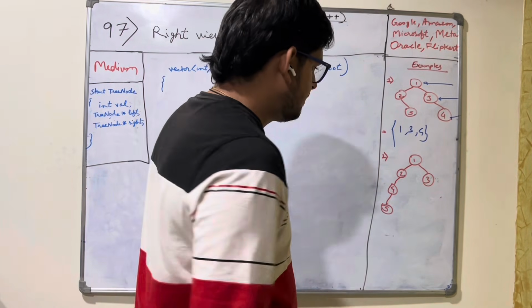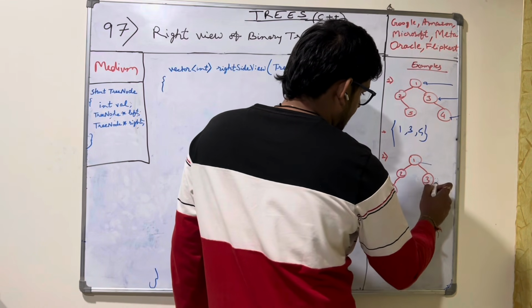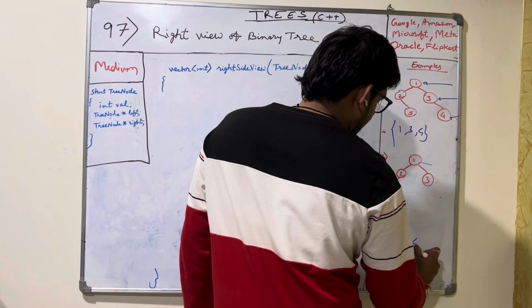In this example, if he sees from the right side, you can see that he will be able to see 1, 3 and then 4 and 5.